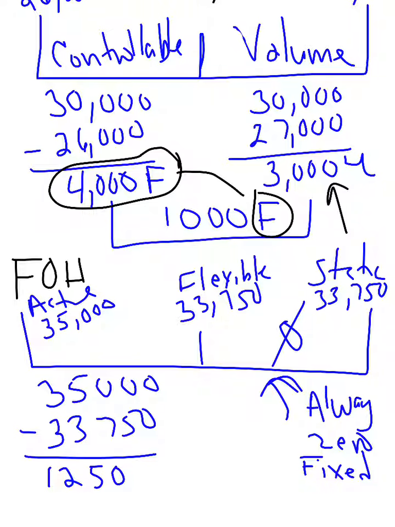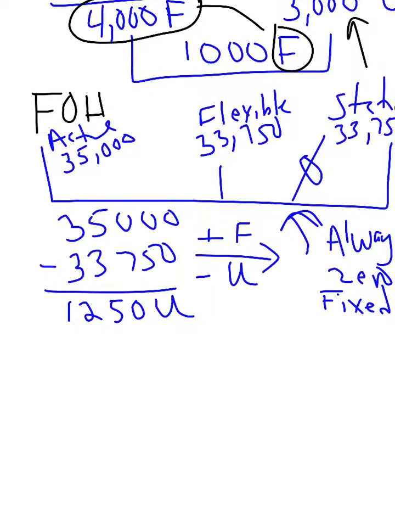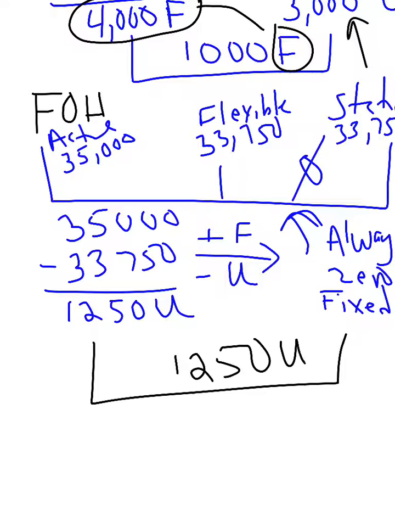And again, as I go this direction, if it increases, then it's favorable. If it decreases, it's unfavorable. You see, I have decreased, so this would be unfavorable. And my total variance here, because I am looking at zero on one side and the 1,250 on the other side, would just be what the controllable variance was. Remember, this one is the controllable variance.